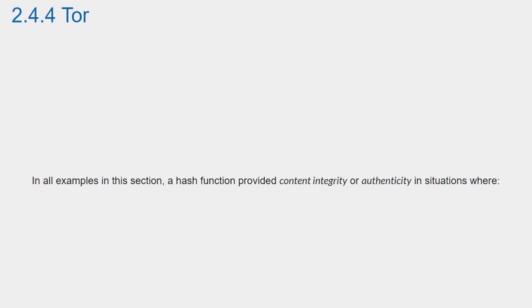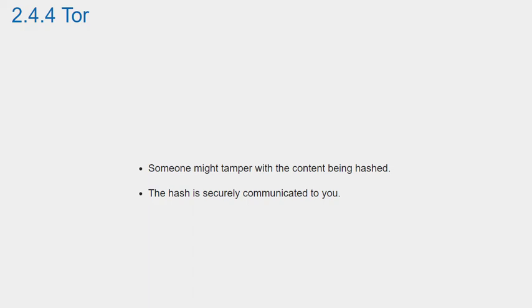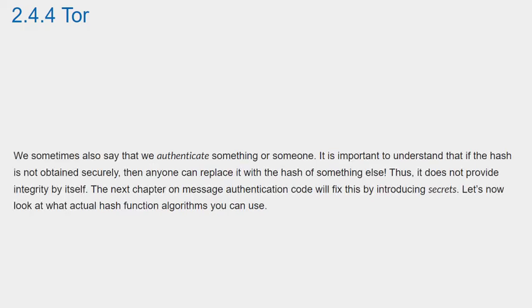In all the examples in this section, a hash function provided content integrity or authenticity in situations where someone might tamper with the content being hashed. The hash is securely communicated to you. We sometimes also say that we authenticate something or someone. It is important to understand that if the hash is not obtained securely, then anyone can replace it with the hash of something else. Thus, it does not provide integrity by itself. The next chapter on message authentication code will fix this by introducing secrets. Let's now look at what actual hash function algorithms you can use.